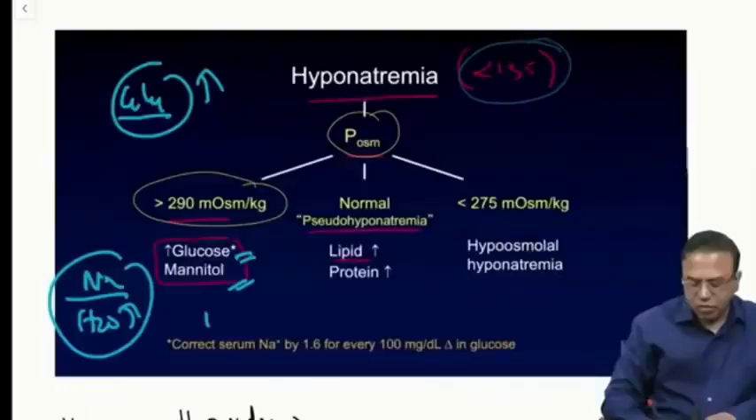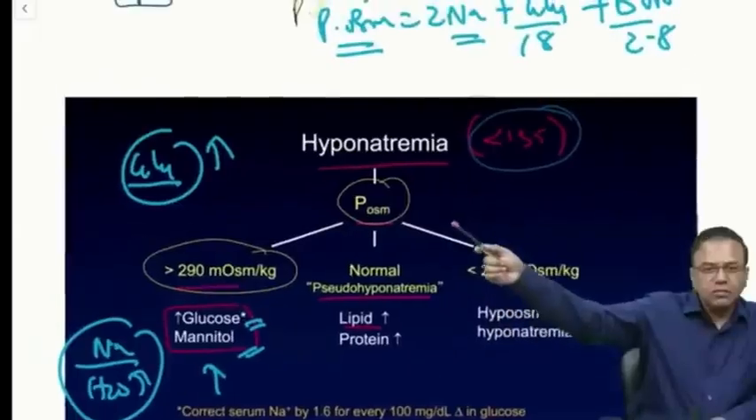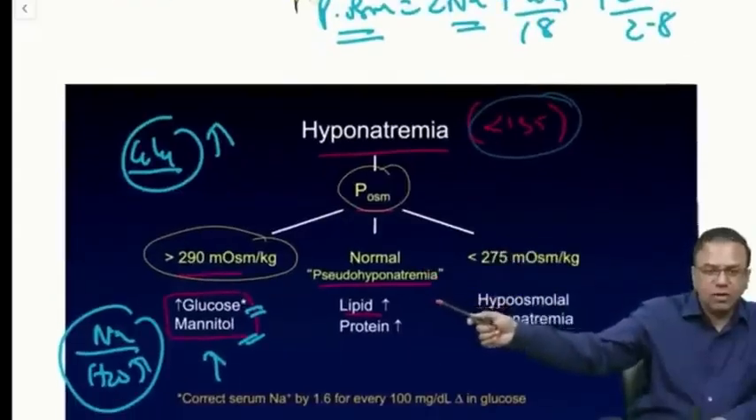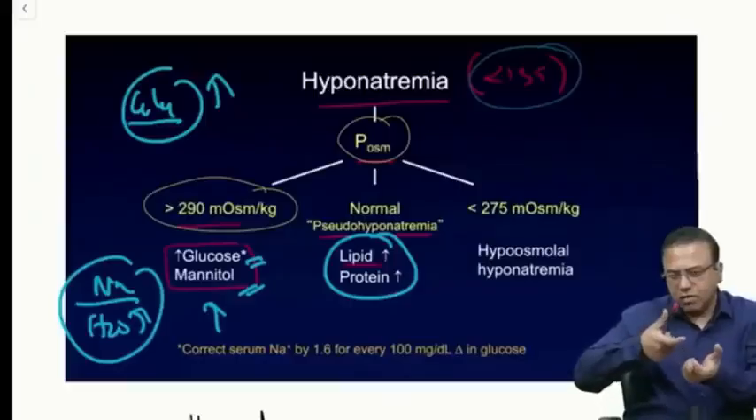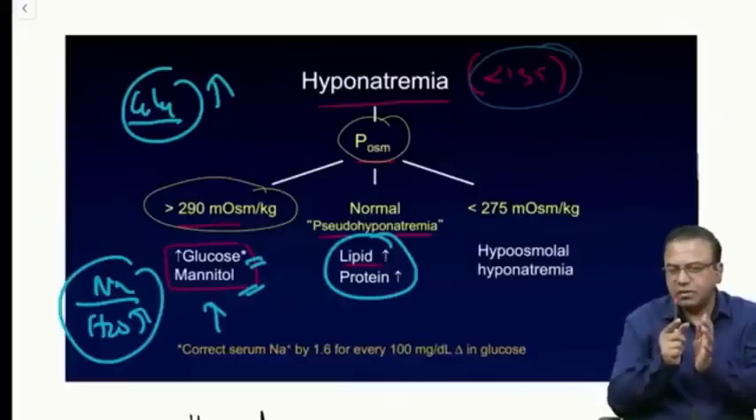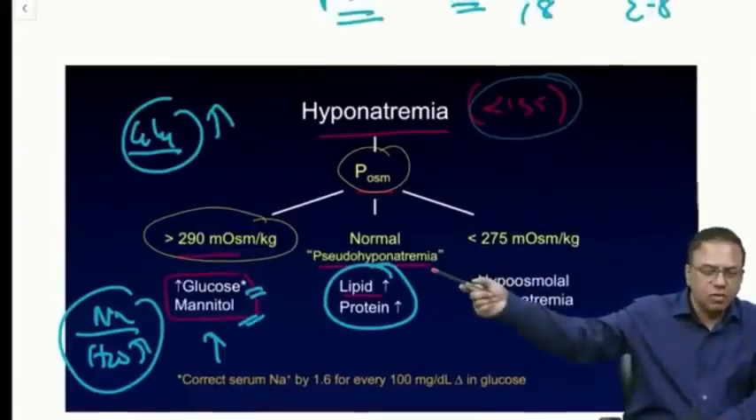So in this, your focus should be on treating the underlying cause like glucose, not sodium. If the plasma osmolality is normal, it's pseudo-hyponatremia. When you draw a syringe, if a lot of lipid or protein is occupying the space, the amount of sodium you collect in the sample will be less. So the machine will count less sodium.